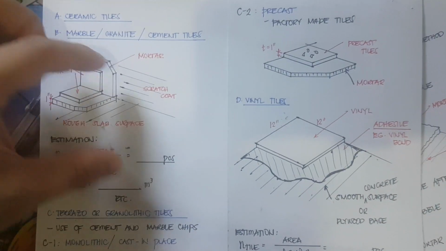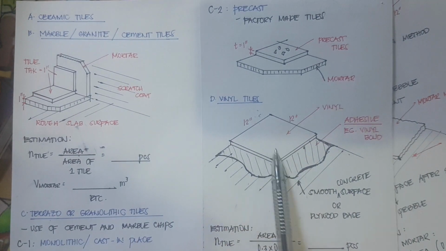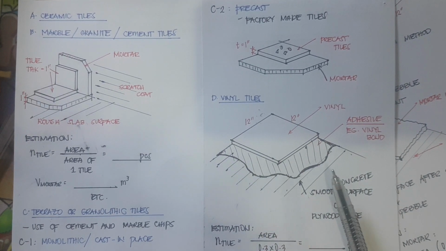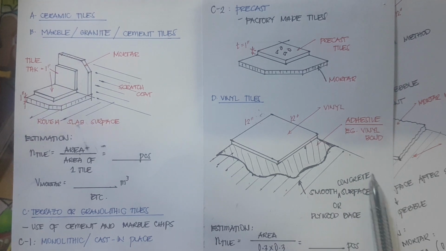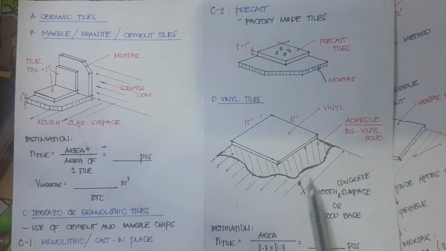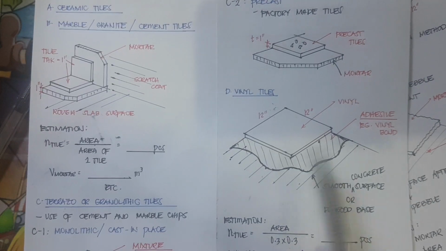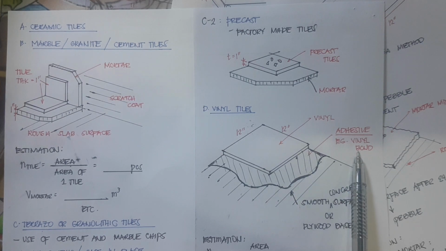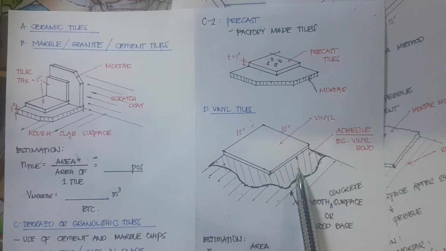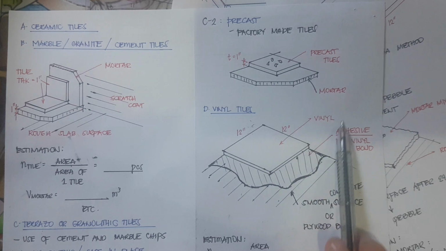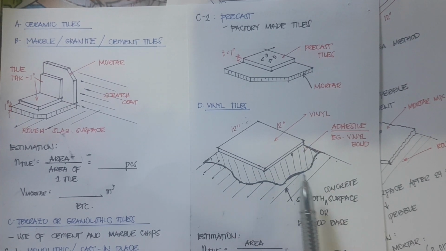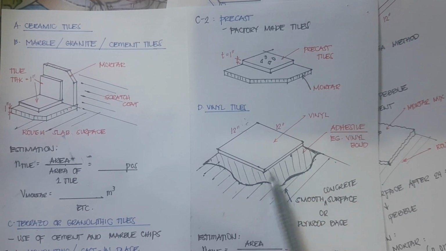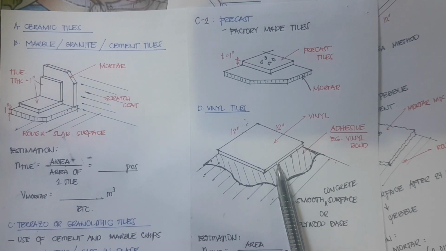Okay? Now, for vinyl tiles, these are tiles of 0.3 by 0.3 meters. We place them on a smooth concrete surface, then we place adhesive. An example of that adhesive is vinyl bond. Then after placing your adhesive, you can now place your vinyl tiles. The surface should be smooth, because only a very, very thin layer of adhesive will be applied.